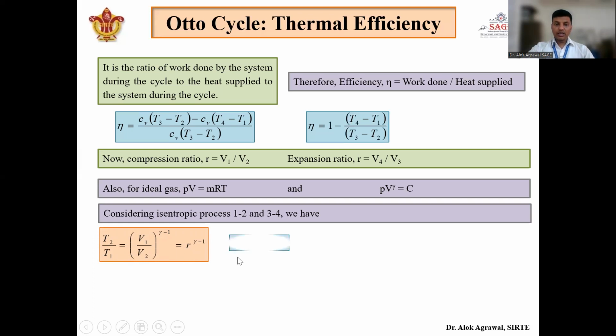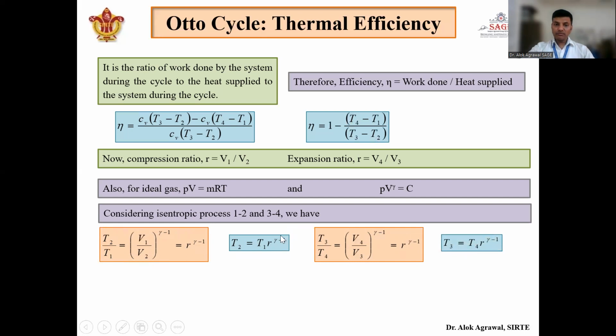Again, this T2 can be written as T1 into r to the power gamma minus 1. This T1 can be brought to the right hand side and we can write T2 is equal to T1 r to the power gamma minus 1. Similarly, T3 by T4 can be written as (V4 by V3) to the power gamma minus 1. Again, T3 can be written in the form of T4 r to the power gamma minus 1.